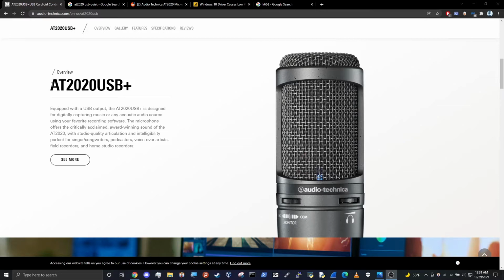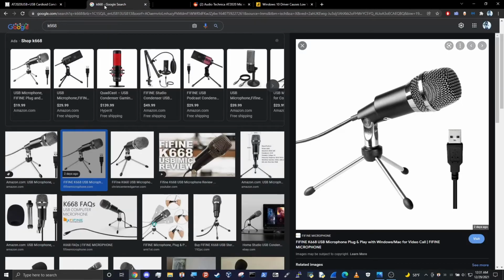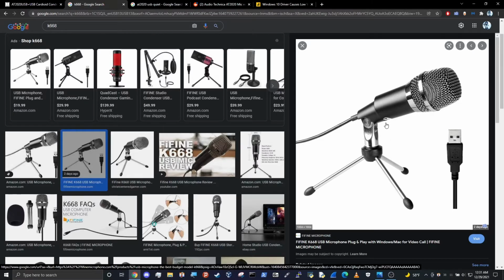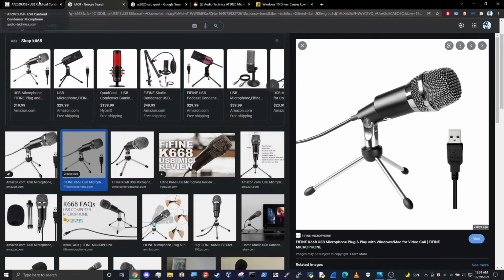Just recently I invested in an AT2020 USB+, and this obviously is a much more expensive microphone than the one that I have. The current one that I have is a K66-8, which I'm recording off of right now. I got it for like $30, I think, a couple of years ago, and I never really used it, but this is the microphone I use now.